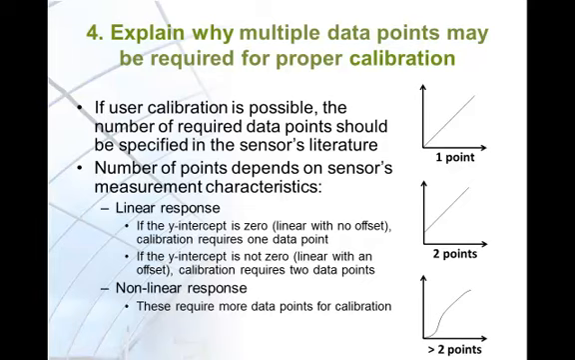If a sensor has a nonlinear response, more than 2 data points will be required for calibration. Higher order systems will require the most data points. The more data points, the better the calibration will be. The number of points is decided by the economics of the calibration process.